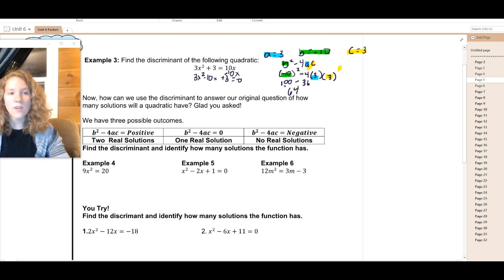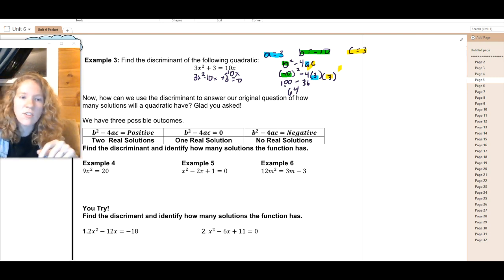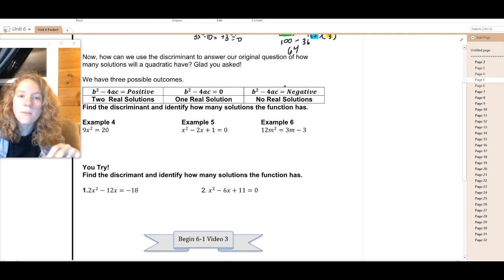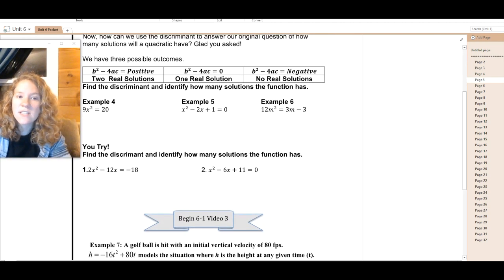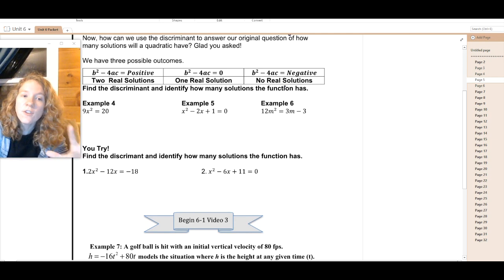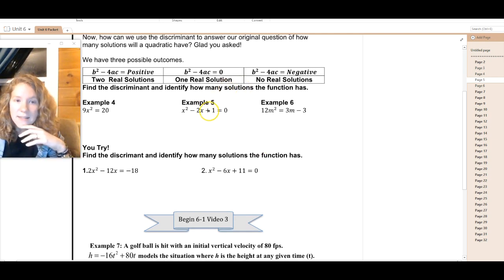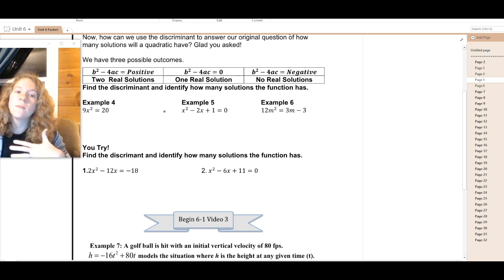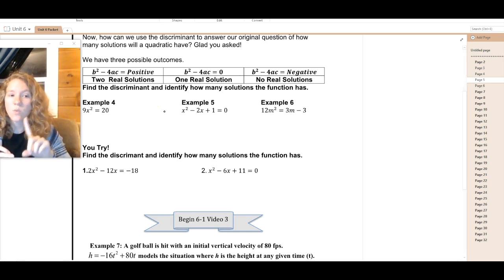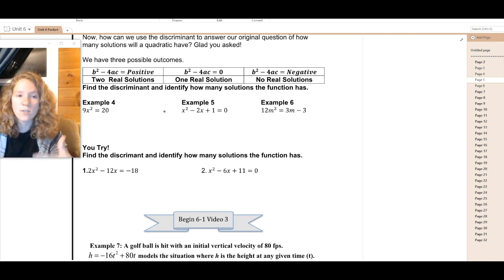Now, if I were trying to actually solve this, then I would still have a lot more math to do. But using the discriminant, we can answer our question, how many solutions do you have? If your discriminant ends up being positive, then you have 2 solutions. If your discriminant ends up being 0, that is a situation where you'll have just 1 solution. And if your discriminant is negative, then you'll have no solutions.